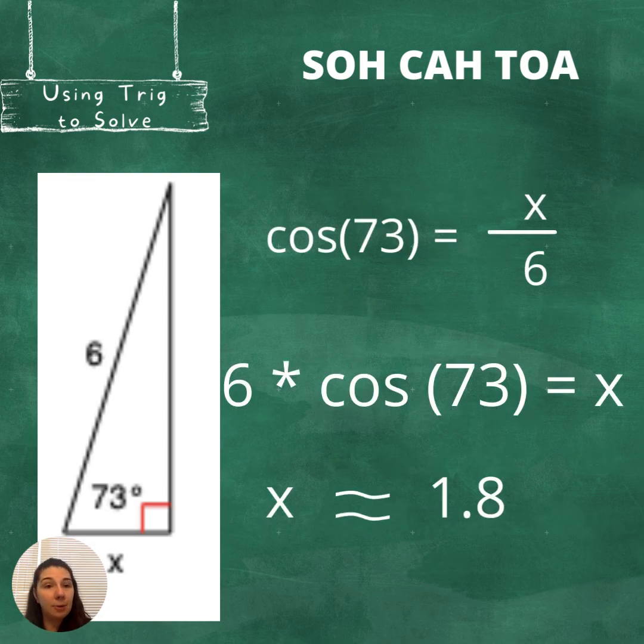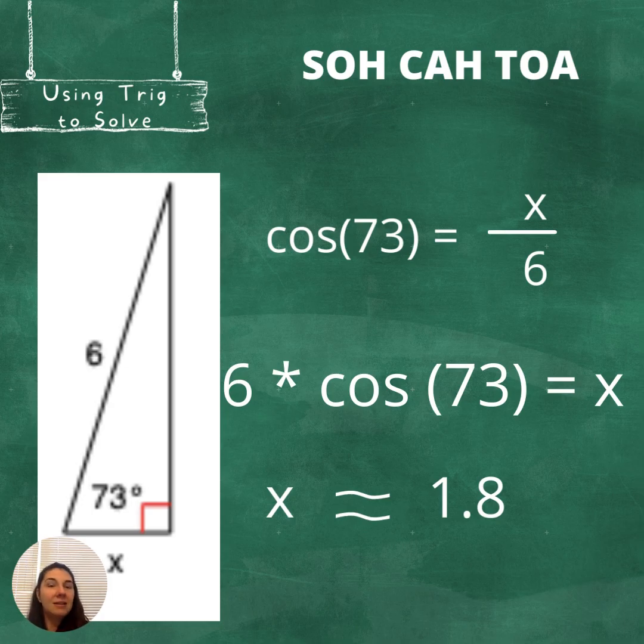So when I set up the problem, I do trig function, angle measure. So cosine is our trig function. The angle measure is 73. So cosine of 73 degrees equals, and then we put the ratio. The ratio for cosine is adjacent over hypotenuse. So the adjacent leg is x, the hypotenuse is 6, so it's x over 6. So the initial setup: trig function, angle measure equals fraction.